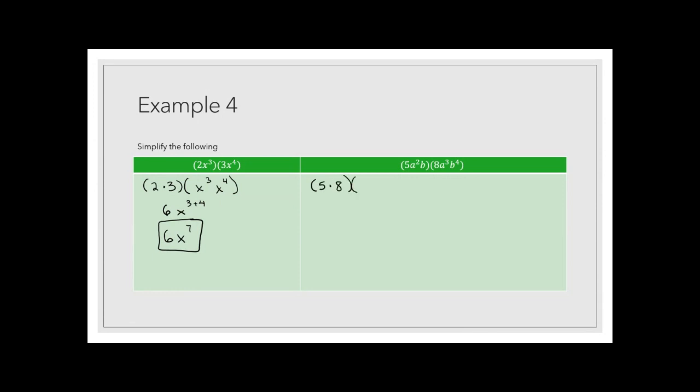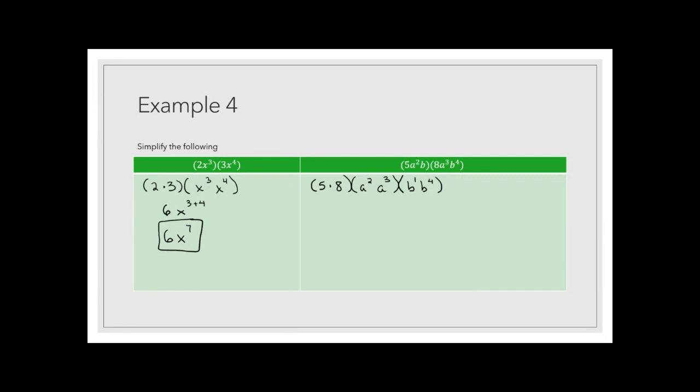And then I'm going to group things by their variable. We have a squared and then a cubed, so I can group those together because those both have the same base. And with the b's, I can group the b and the b to the 4th together. I'm also going to put an exponent of 1 on the b because it doesn't have an exponent. All I've done is rearrange things and group similar things together: the numbers together, the things with a together, the things with b together.